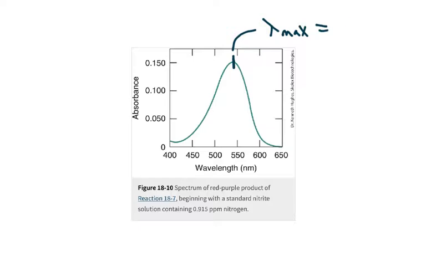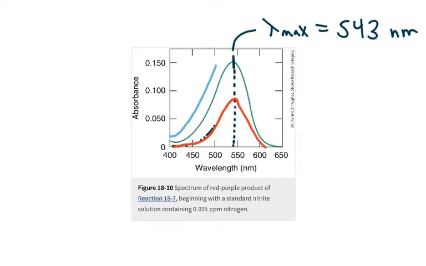So we could identify here that the maximum absorbance occurs at 543 nanometers. So then what we would do is set our spectrophotometer to look at just 543 nanometers and give us the absorbance value, right? We know that if we had a lower concentration, we would have a peak that looked like this. If we had a higher concentration, right, we'd have a peak that would look like this.